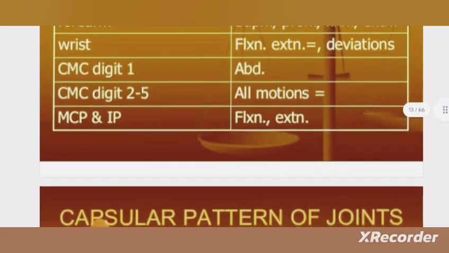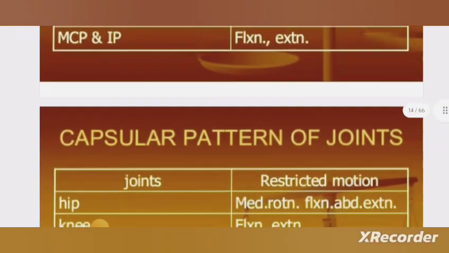On carpometacarpal digit 1, it restricts abduction. On CMC digits 2 to 5, all motions are restricted. On the MCP and IP joints, flexion and extension are restricted.